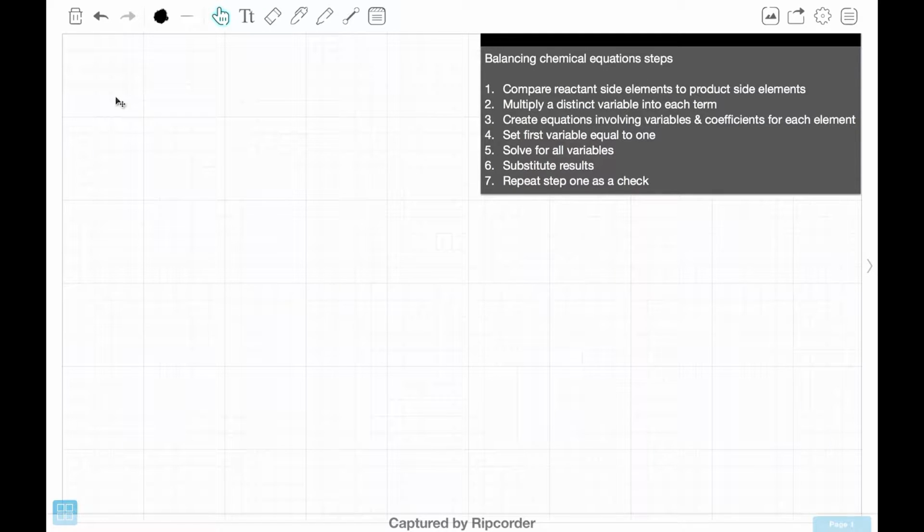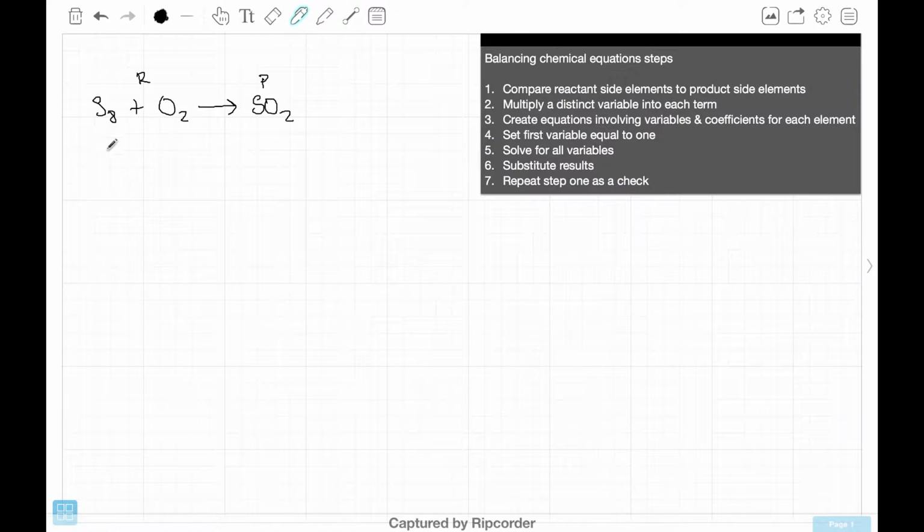So here's part 2, some balancing chemical equations using the algebraic method. So in this problem we have S8 plus O2 is giving you SO2. So compare reactant side elements to product side elements. So reactants, product.